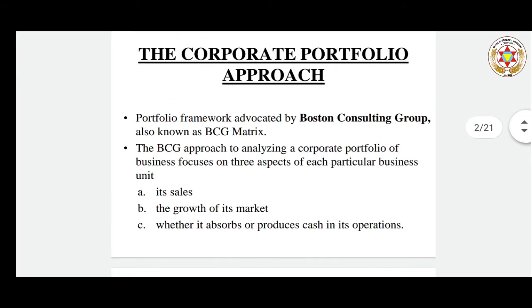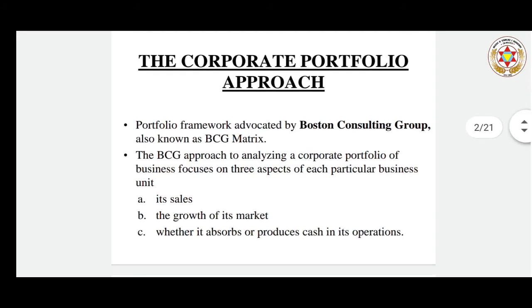Let us start with the corporate portfolio. A corporate portfolio approach is analytical, rational, and guided by market opportunities, and tends to be initiated and controlled by the top management only. It was advocated by the Boston Consulting Group, known as the BCG matrix. This approach to analyzing a corporate portfolio of businesses focuses on three aspects of each business unit: its sales, the growth of its market, and whether it absorbs or produces cash in its operations. So its goal is to develop a balance among business units that use up cash and those that supply cash.